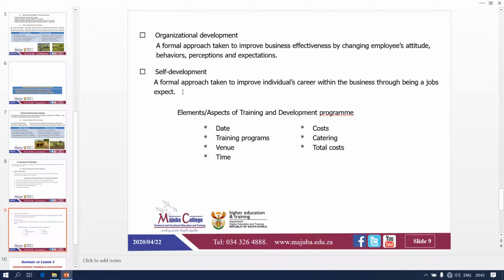All right. Number 2, organizational development, a formal approach taken to improve business effectiveness by changing employees' attitudes, behaviors, perceptions, and expectations. Now, you need to change your staff attitude in terms of this. Okay. Self-development, a formal approach taken to improve individuals' career. Remember, each and everyone has his own individual thinking in terms of the career, what you want to do after this, or maybe after 10 years.